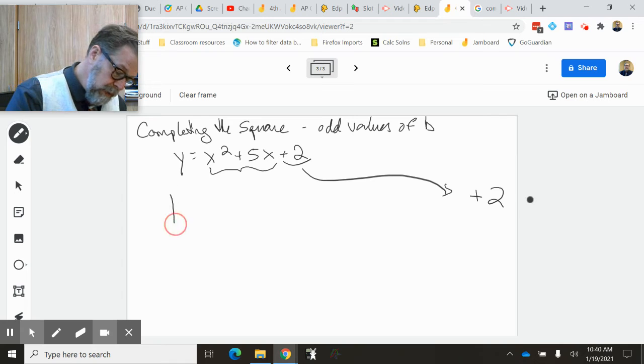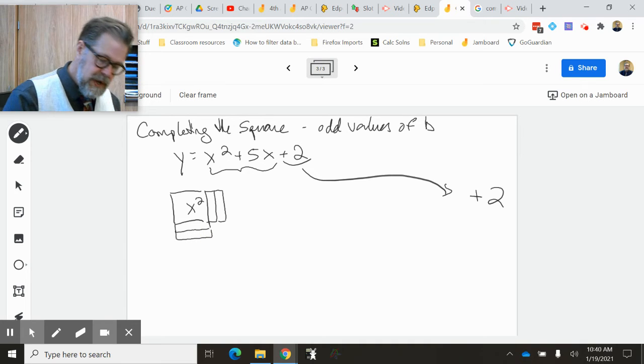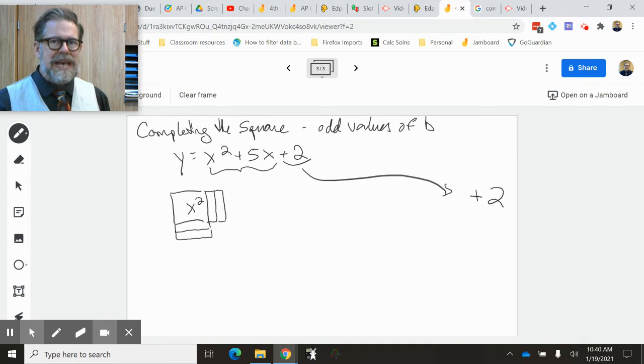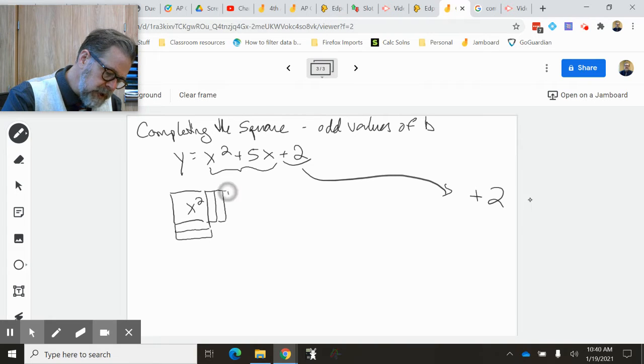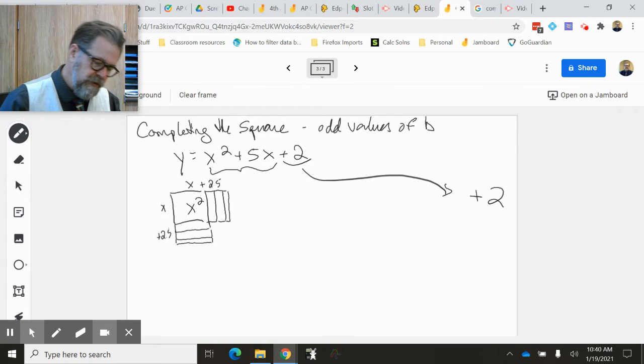And now I'm going to build myself a square, x squared, and I've got, well, this is awkward. I have 5 x tiles. So if I put 2 on each side, I have a square, but I've got a leftover x tile. What do I do with that? Well, I'm just going to split that right down the middle. Again, you may have already figured that out, but now I've got x plus 2.5 and x plus 2.5.